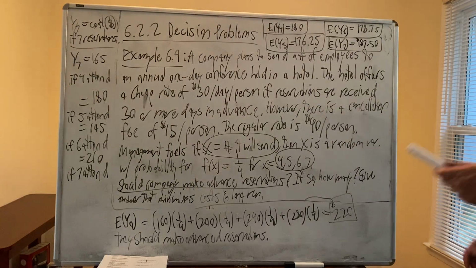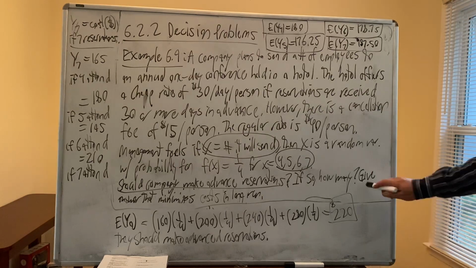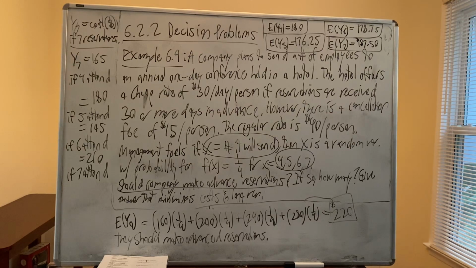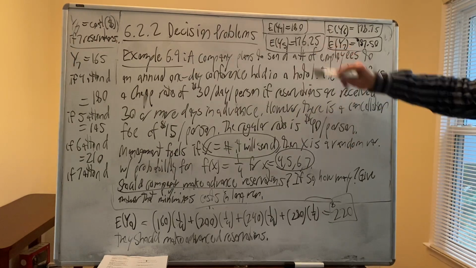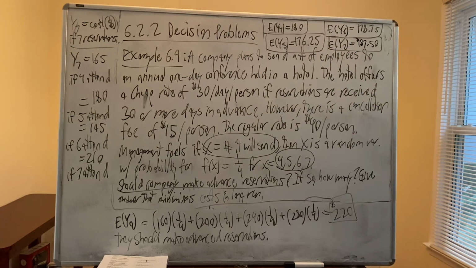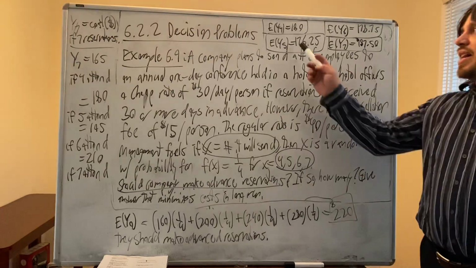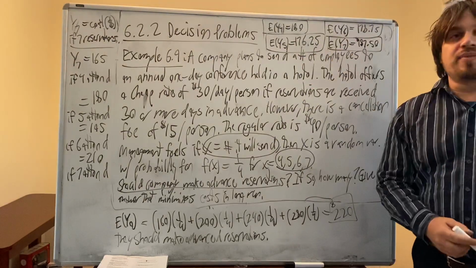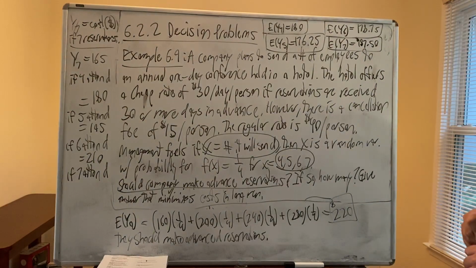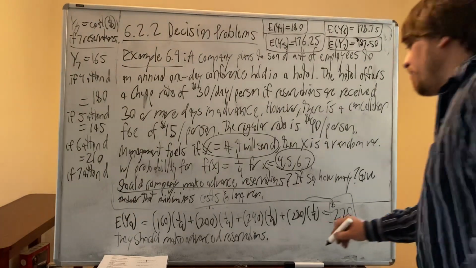Okay, so they should make advance reservations. And if so, how many? Give the answer that minimizes the cost in the long run. To minimize the cost in the long run, you want the average to be as low as possible. The lowest average is this one, the expected value of Y sub 5. So that means on average, it costs the company the least if they make 5 reservations. So how many? They should make 5 reservations.